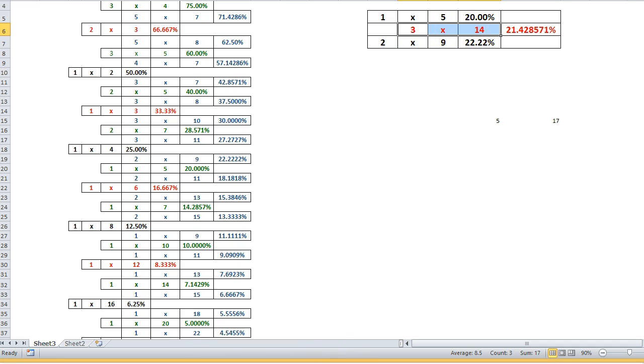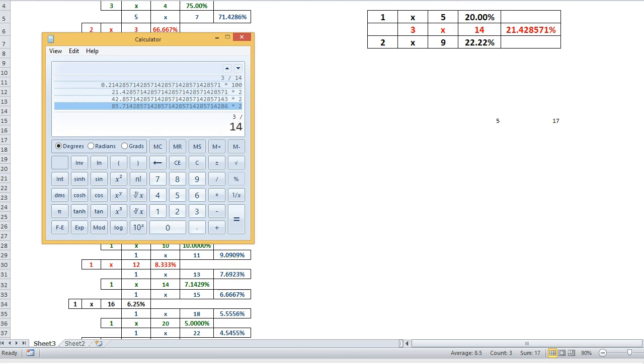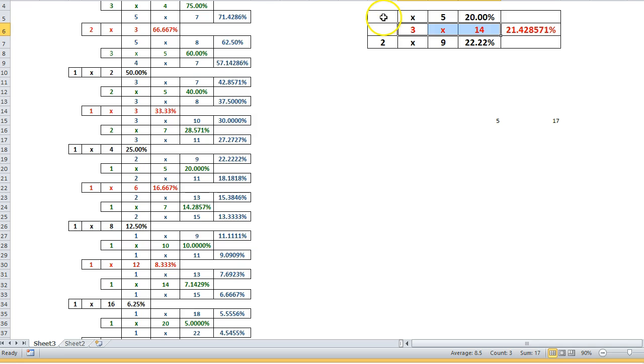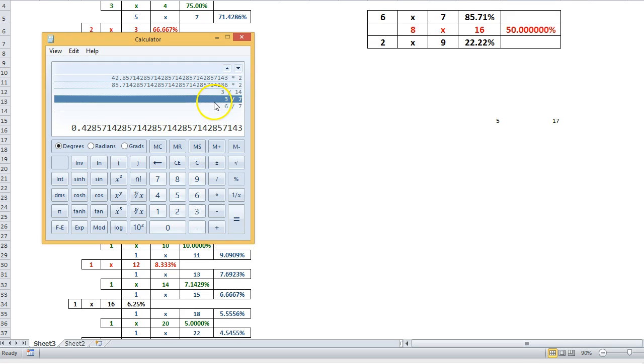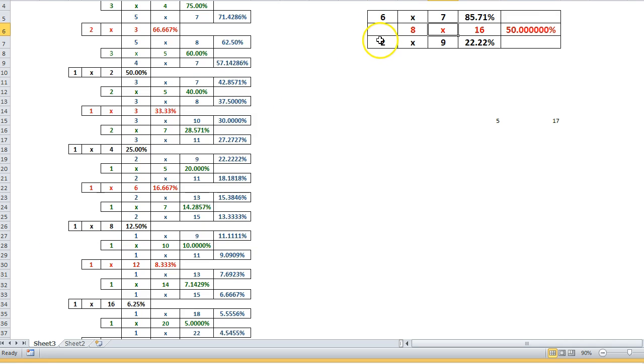So 3 by 14 is 21. So 3 by 7 is 42. Right? So the double of that, 6 by 7, is 85. You have 6 by 7 is 85, and you have 3 by 7, which is 42. Halfway between both of them is 64.28571.